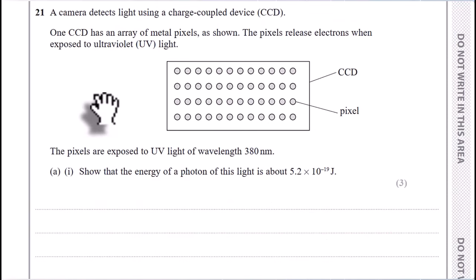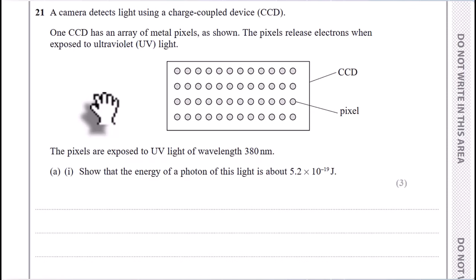Now, this is the last question. A camera detects light using a charged couple device. It's called a CCD. One CCD has an array of metal pixels as shown. The pixels release electrons when exposed to ultraviolet light. The pixels are exposed to UV light of wavelength 380 nanometer. So the energy of a photon of this light is about, the value is given, right?